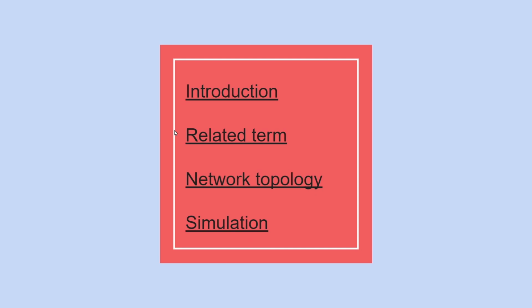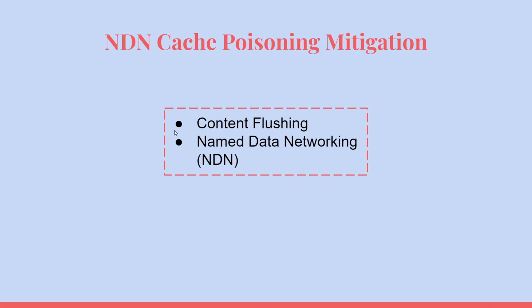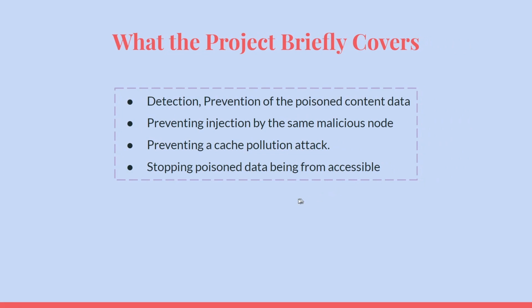our simulation process. This semester, our project scope is to discuss and attempt to test some methods that we recommended for content flushing in the named data networking protocol, that is, NDN. In our presentation, we'll briefly cover the following points, but will not talk about the details of them.